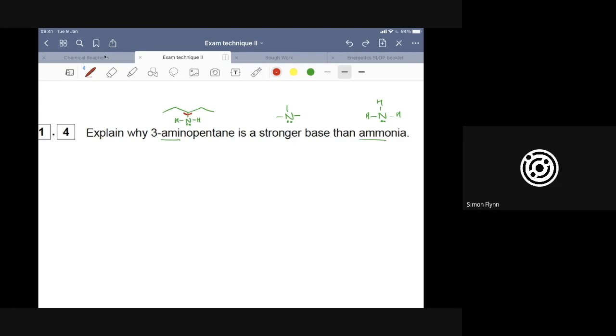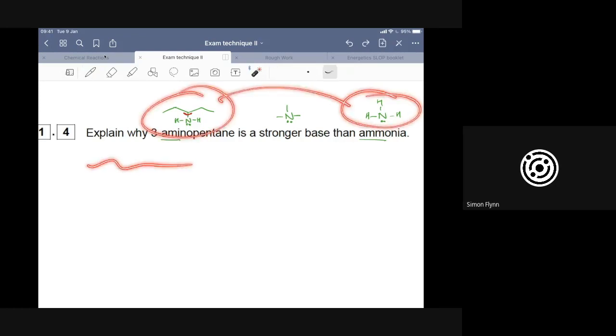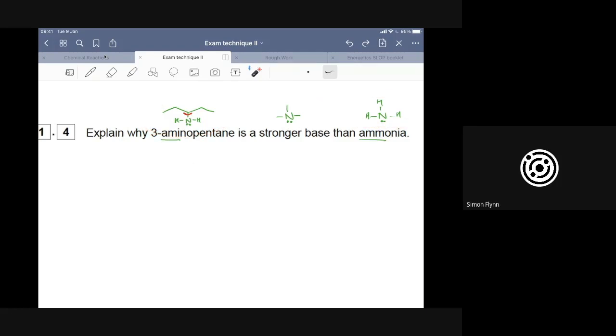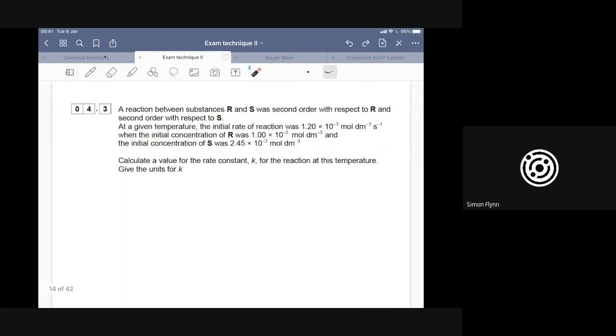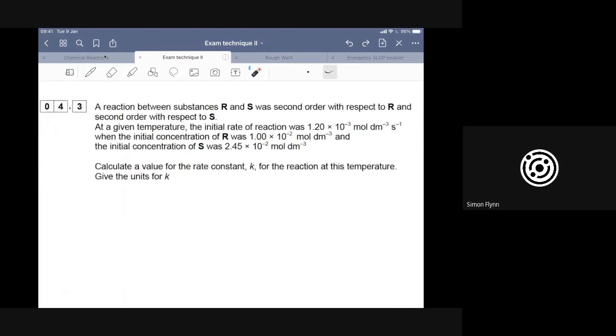And now, when you're writing your answer, you are looking at what it is that you are comparing. So you are probably going to find it easier to explain, because you're not having to keep in your head what the difference is between these two things. Okay. I'm just going to move through these. All right, so this is a rate equation thing.